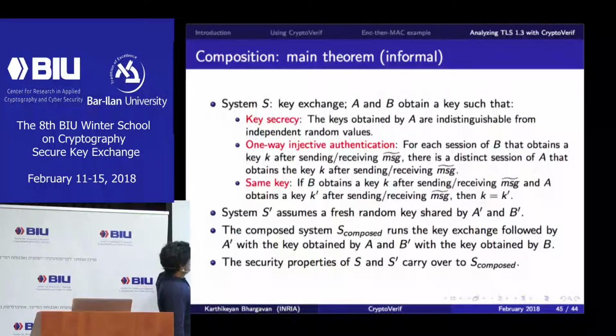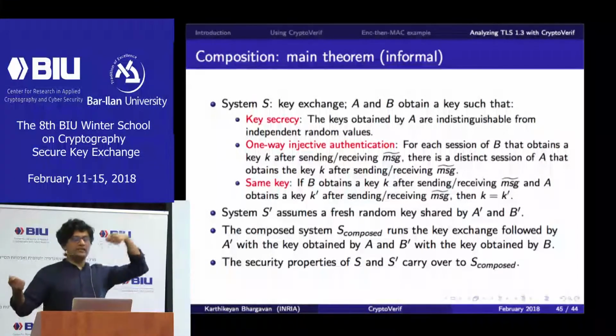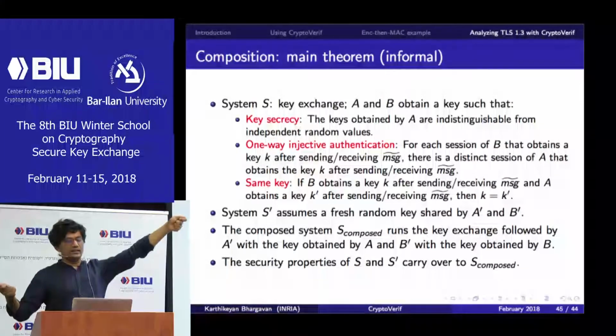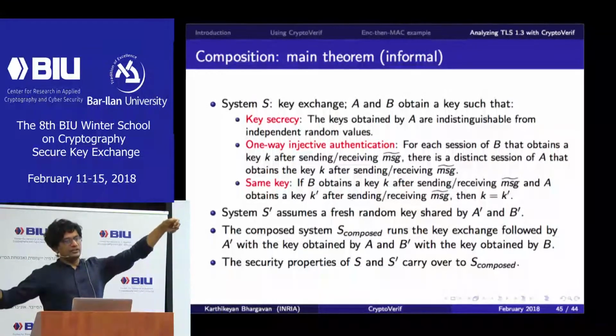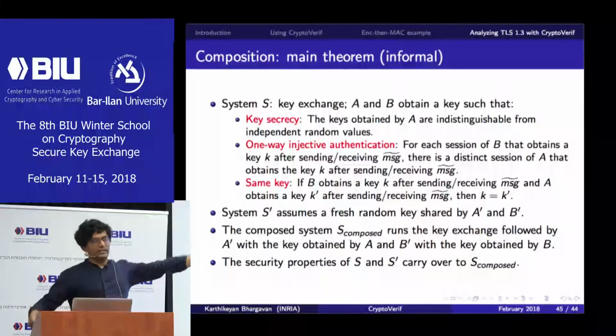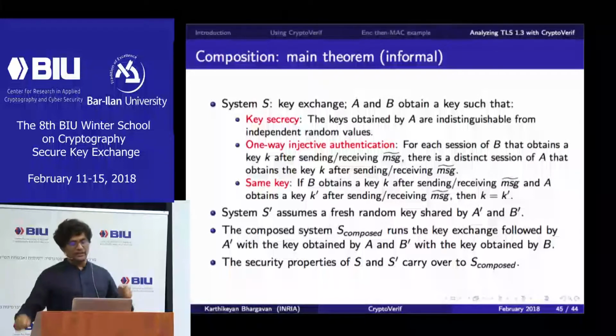We obtain a key for which we have key secrecy, which means the keys obtained by A are indistinguishable from independent random values. And one-way injective authentication, which means that for each session of B where you obtain a key K, there is a distinct session of A that obtains the same key K, with the same transcript. So for every key that I establish, there is a unique peer session which has the same key. This is at least true for the main session key. For 0-RTT, it's actually not true on the server side because of the replay problem.